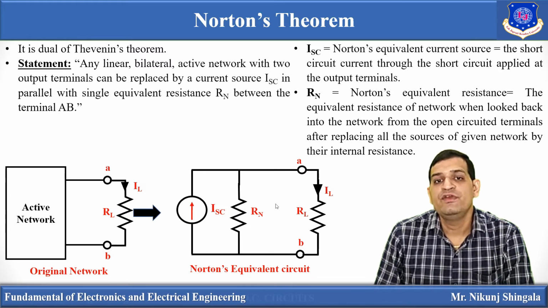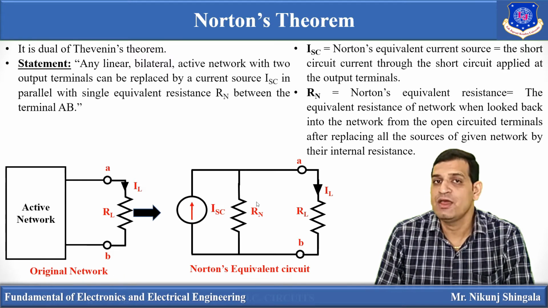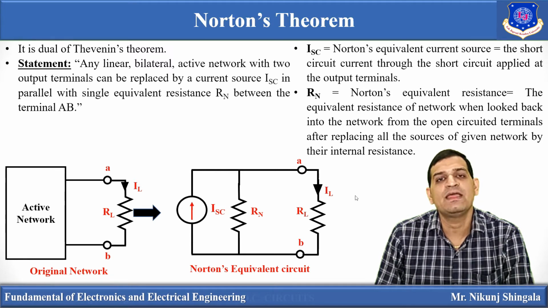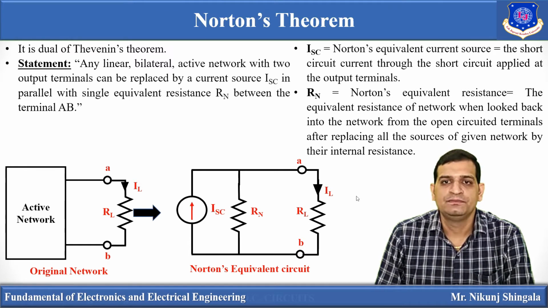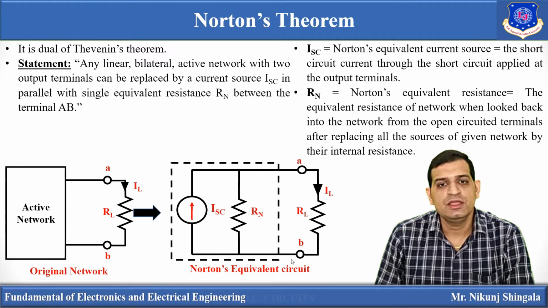So if finally we want to determine IL in the given network, we have to apply the current division rule. We have already studied the current division rule. It comes into the picture when the resistances are connected in parallel. So Rn and RL are connected in parallel and the input current is ISC. By applying the current division rule we can easily find the value of IL. So in the final step the current division rule will be applied. Now this is nothing but Norton's equivalent circuit.